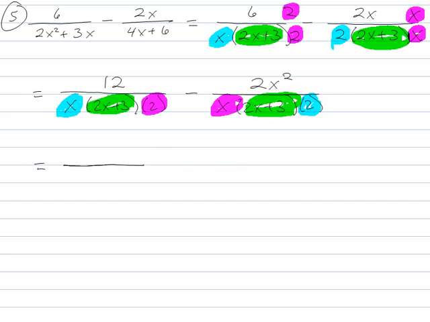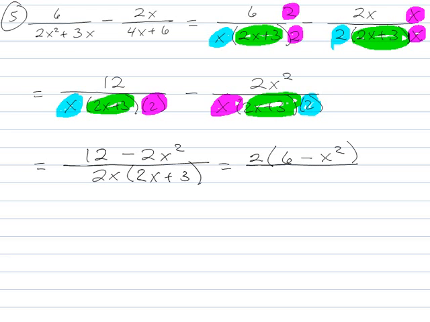Like that. I'm going to go ahead and simplify the bottom a little bit, just to write it as 2x times 2x plus 3. Up here on the top I've got 12 minus 2x squared. This I can actually factor. I can see that pretty quickly, that I can pull out a 2. If I do, that gives me 6 minus x squared and 2 over 2x plus 3.